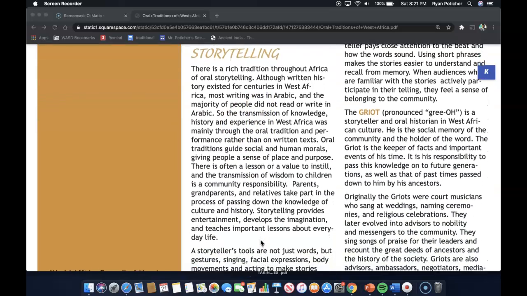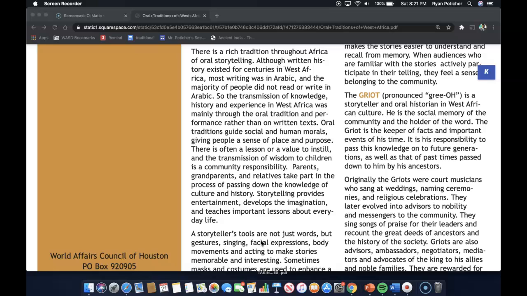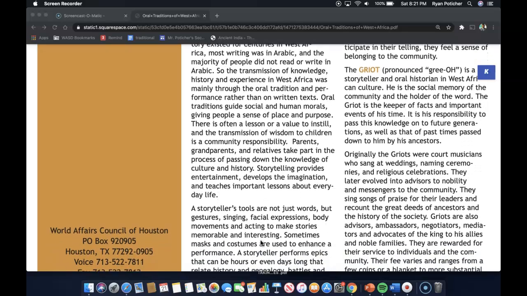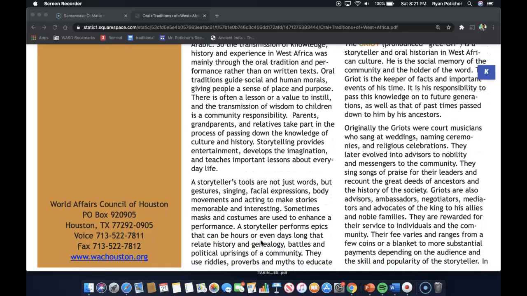The art of storytelling. There's a rich tradition throughout Africa of oral storytelling. Although written history existed for centuries in West Africa, most writing was in Arabic, and the majority of people did not read or write in Arabic. So the transmission of knowledge, history, and experience in West Africa was mainly through the oral tradition and performance rather than on written texts. Oral traditions guide social and human morals, giving people a sense of place and purpose.